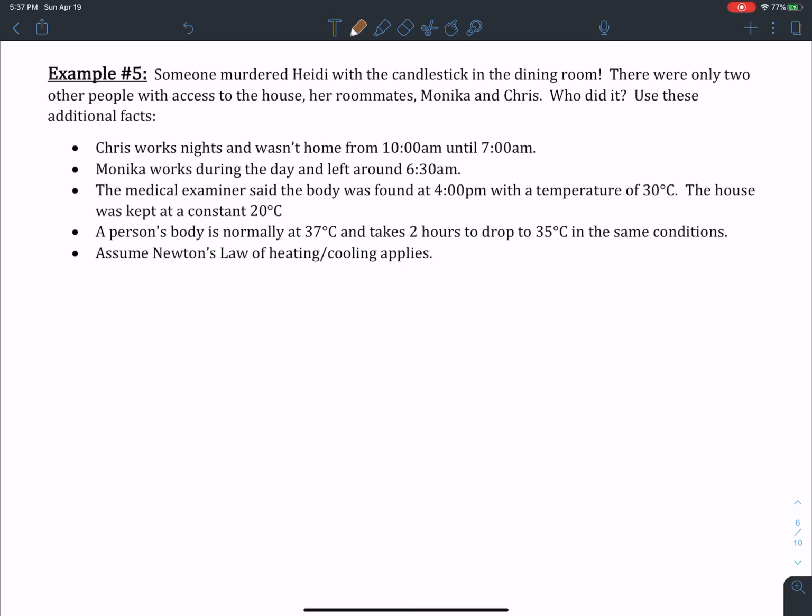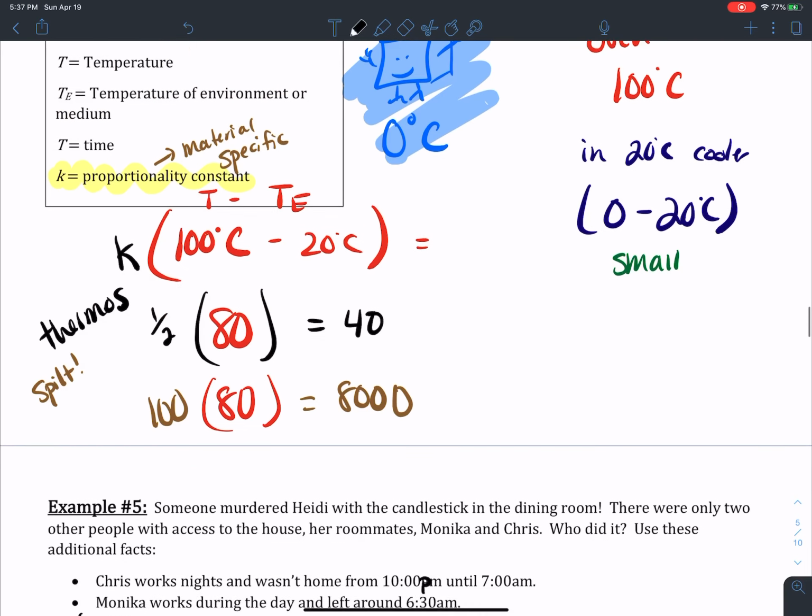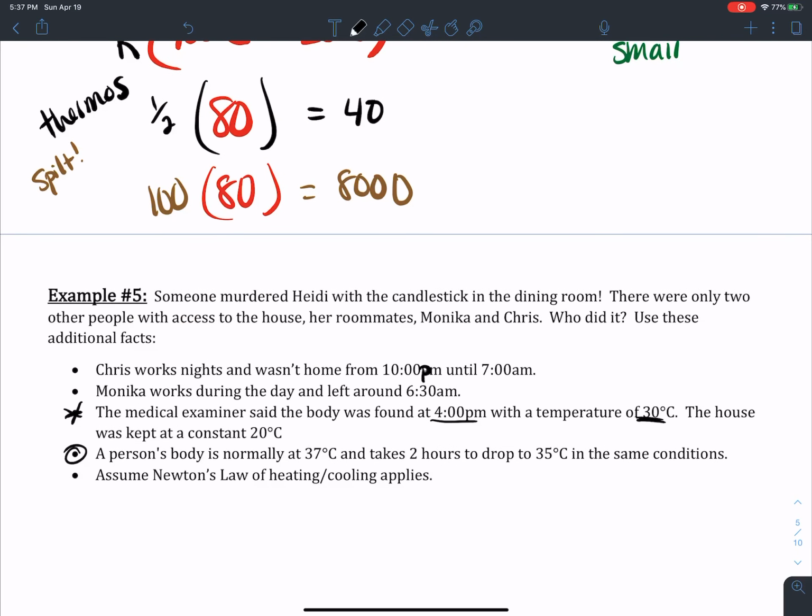And so it tells us Chris works at nights. So he wasn't home from 10 p.m. to 7 a.m. And then Monica works during the day, so she left at 6:30 a.m. We have this information about when she was found, the body temperature she had, and the room temperature. And then we have some reference ideas. And that's what I mean about this K value being material specific, like the heat exchange transfer for steel, that's known, or how fast air exchanges heat, that's known. So those are things we would be able to reference. So we're using Newton's law of heating and cooling.